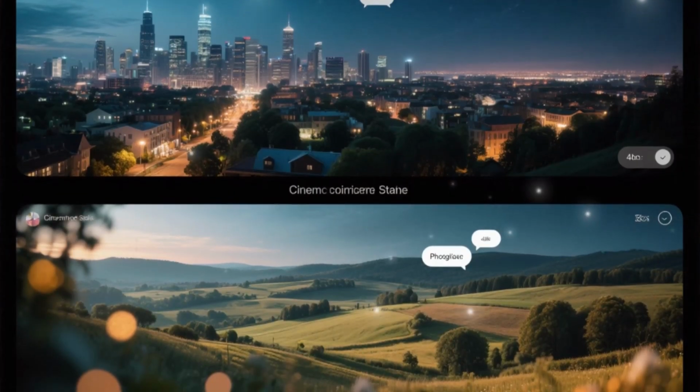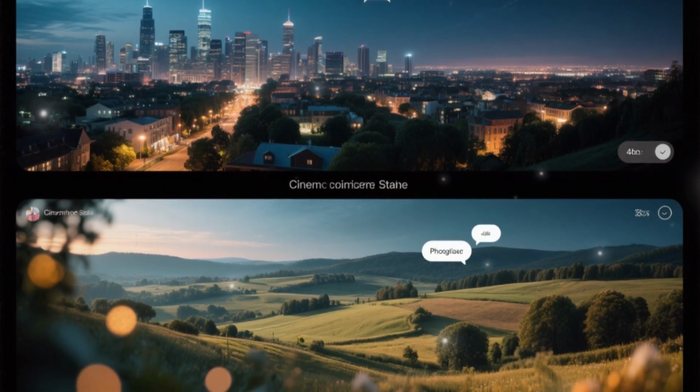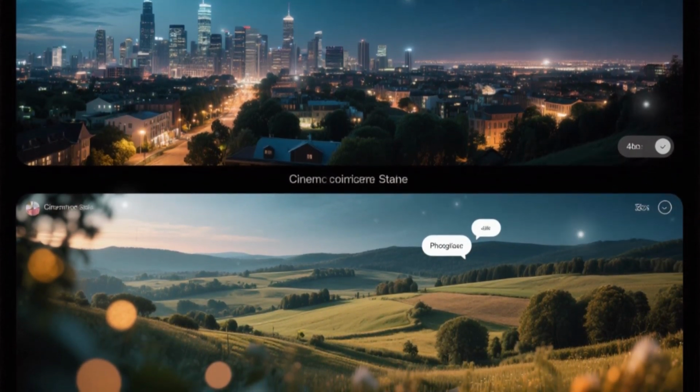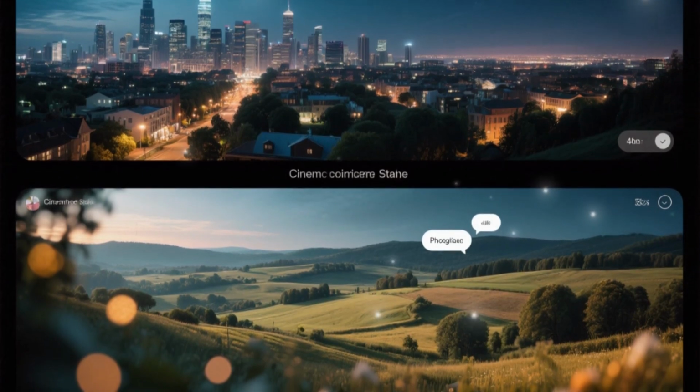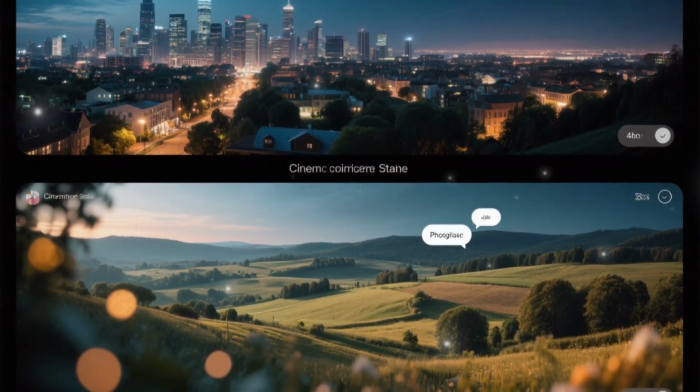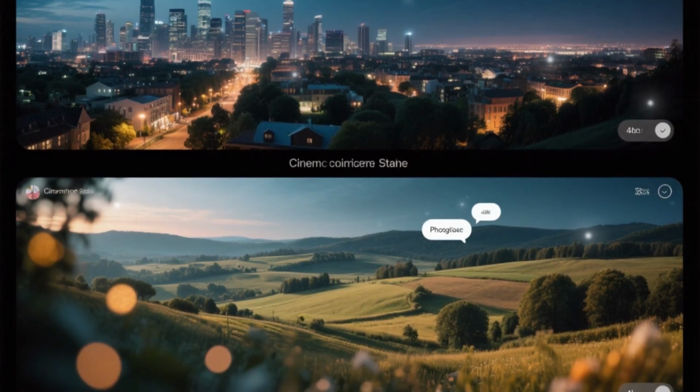Some listeners leave comments about where they are and what time they are listening. They say a city or a rural place and the local hour. It notes the context of the night. It does not affect the maps.